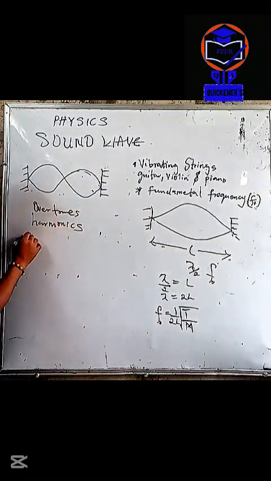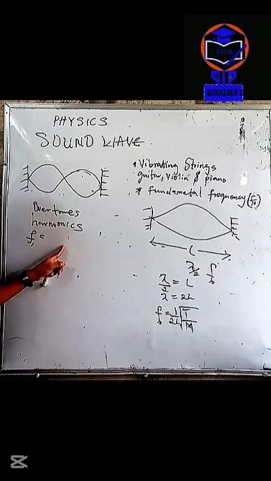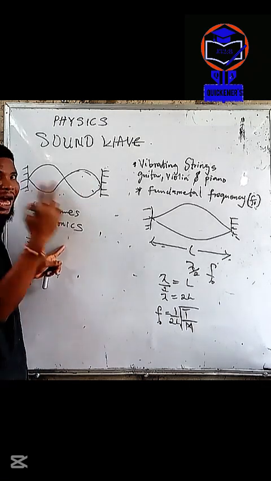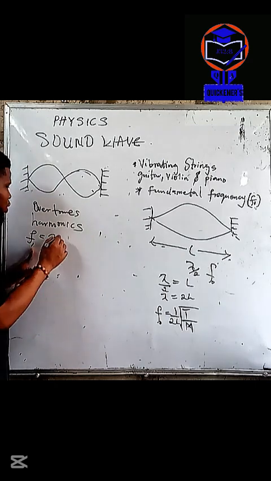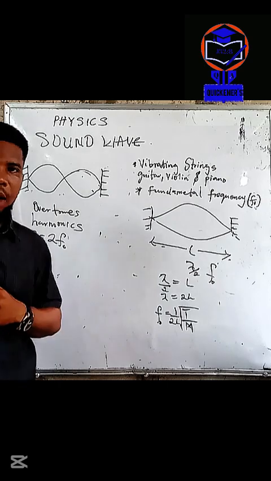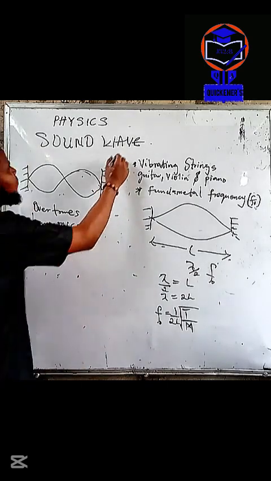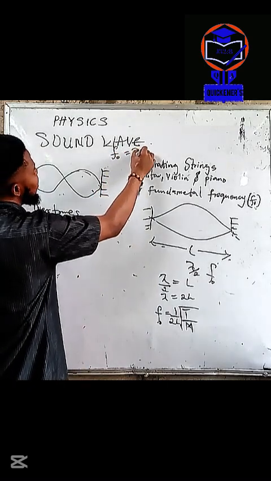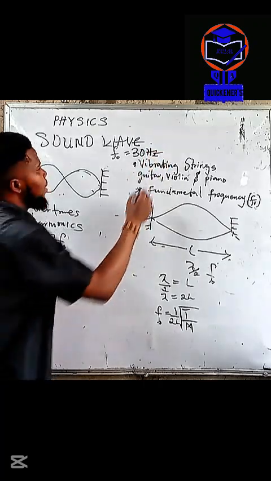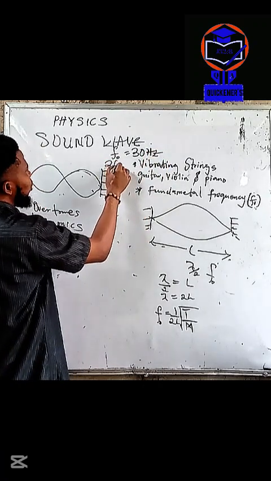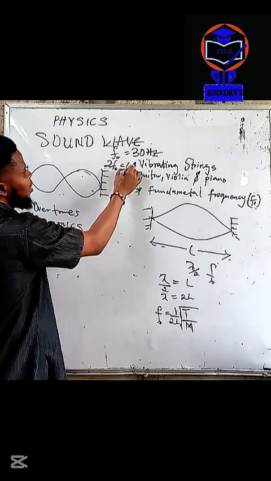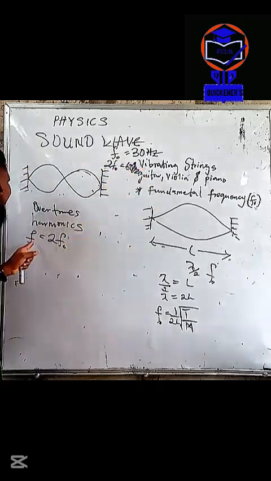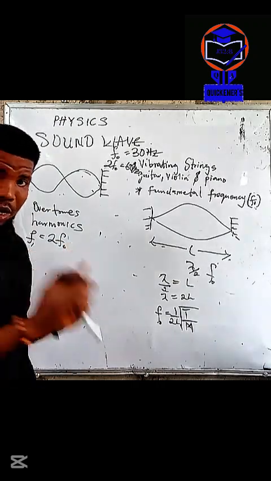So for the next one, the first overtone, which is F1, the lambda is what? This is half, this is another half, so that's 2 halves. So we say that the first overtone is 2 F naught. What does this mean? It means that if my F naught is 30 hertz, my next overtone, which is 2 F naught, will be 60 hertz. So my first overtone will be 60 hertz. You understand the meaning of this now?